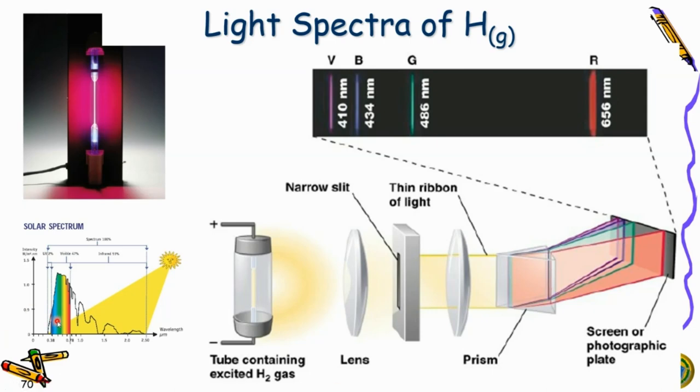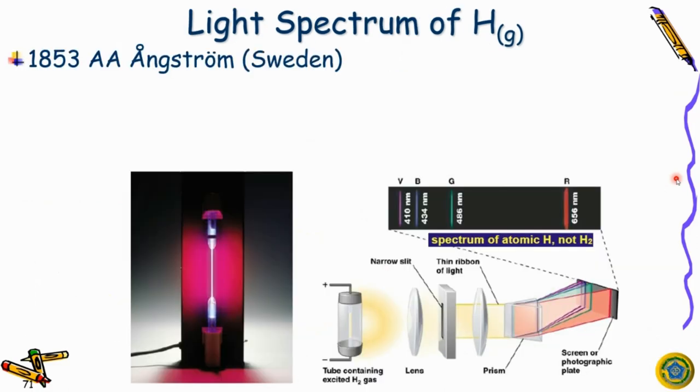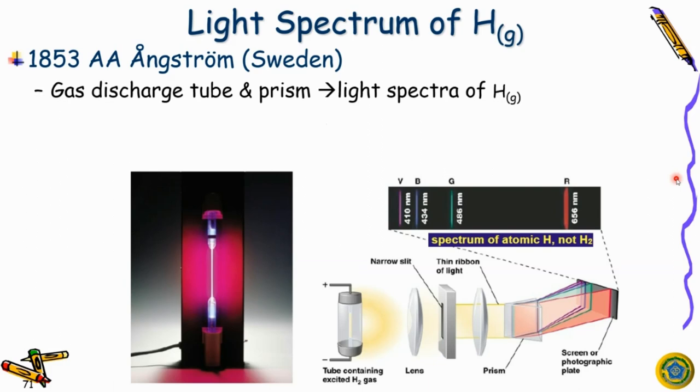But unfortunately, only four spectral lines come out. It's not a continuous spectrum. It's a kind of discrete spectrum, which you find is red light, green light, blue light, and purple light. And you might get curious why we don't get a continuous spectrum. Okay, this experiment was done by Angstrom in the 19th century. He's a Swedish scientist. He realized, well, if I use a discharge tube and I use a prism, I get the light spectrum of hydrogen, which is this.